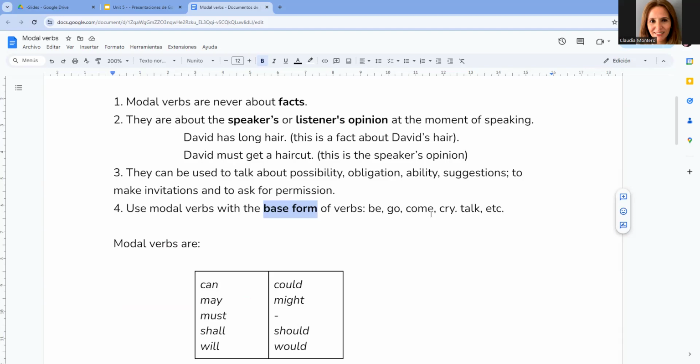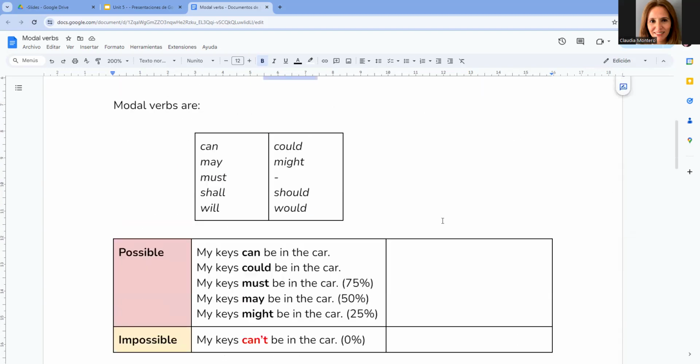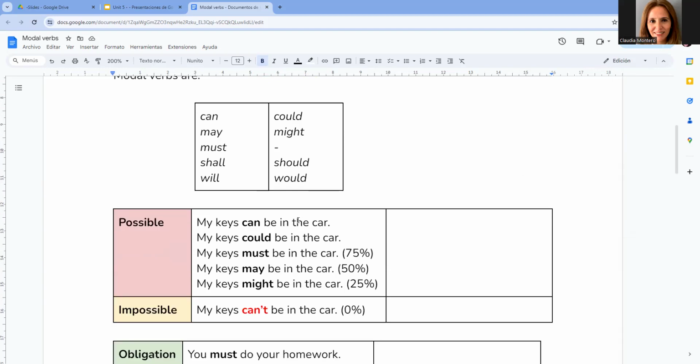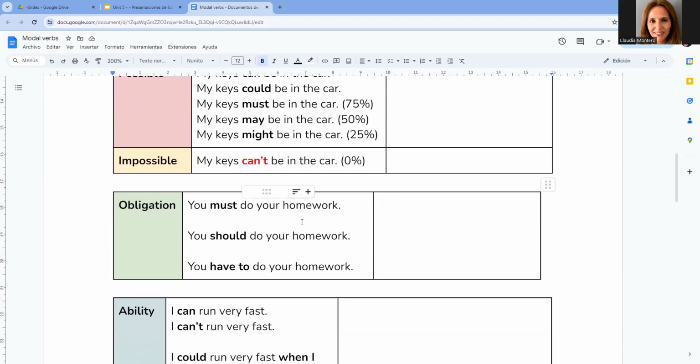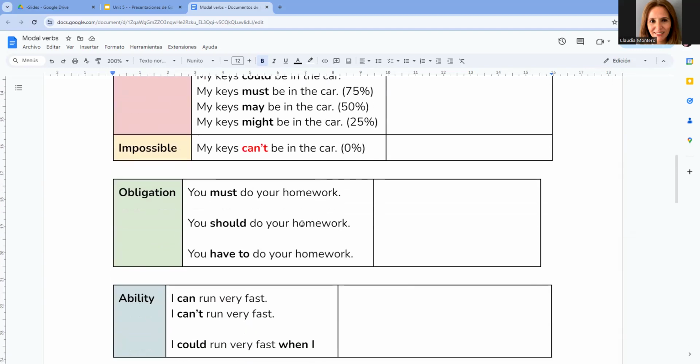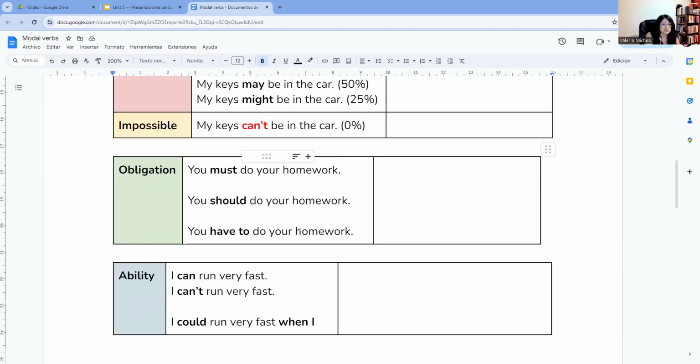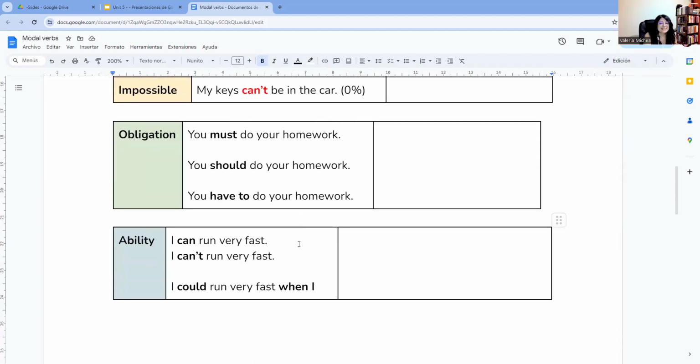Valeria, yes, tell me, Clau. Question. Why must and should is possibility and obligation at the same time? At the same time, yes. All right. Yeah, that's the deal with modal verbs. They don't only have one meaning or one use. It depends on the context.